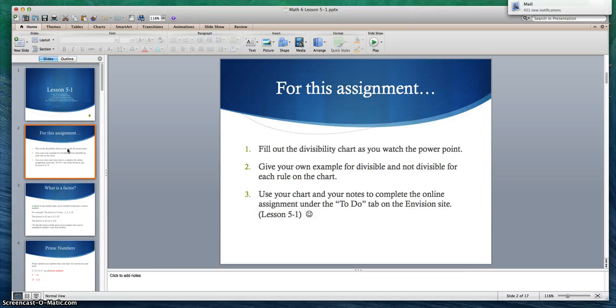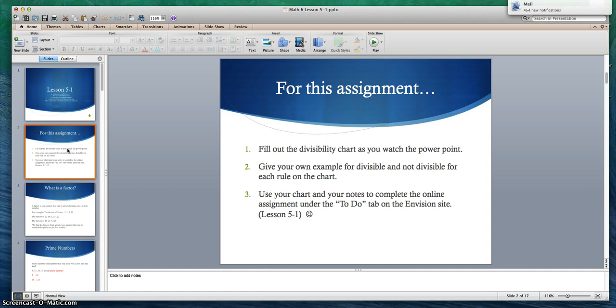For this assignment, you're going to fill out the divisibility chart that I gave you as you watch this PowerPoint. You're going to give your own example for a number that would be divisible or not divisible for each rule on the chart. And then use your chart and your notes to complete the online assignment on the Envision site under the To Do tab.